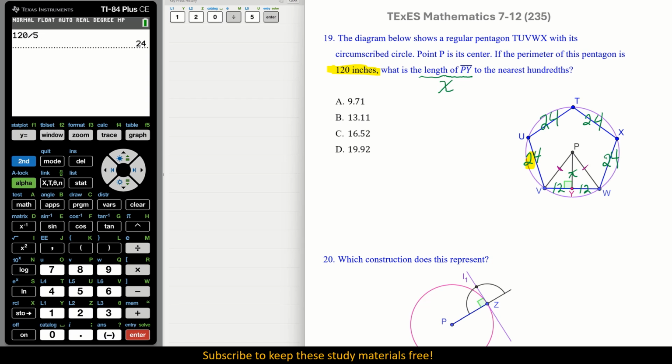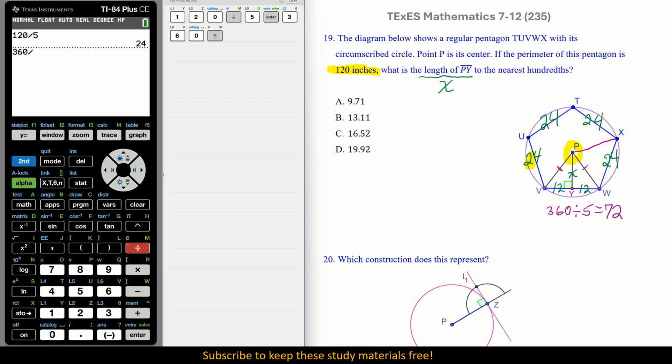Well, if we look at our center and we go around our center, we have 360 degrees all the way around. Well, how does that help us? That helps us because each of these triangles that we can draw has a degree measure. Well, how do we get that? Well, that's 360 divided by 5. And that's going to give us 72. Okay, verify that. 360 divided by 5 equals 72.